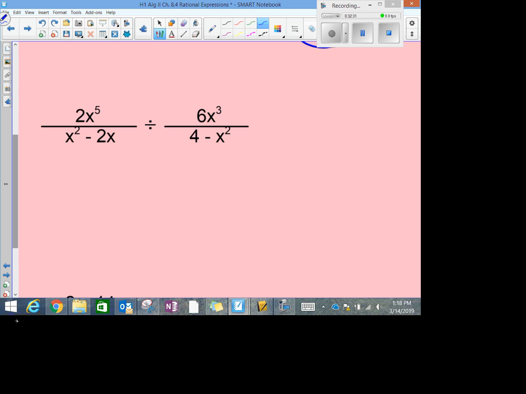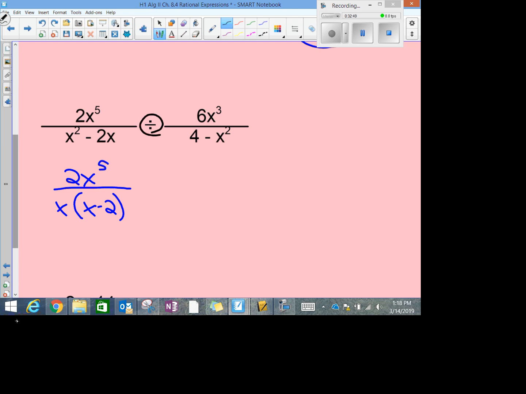Okay, so now on this one, the first part stays the same, right? We can't do anything with 2x to the fifth. What can we do with x squared minus 2x? Take out an x, right? And we're left with x minus 2.